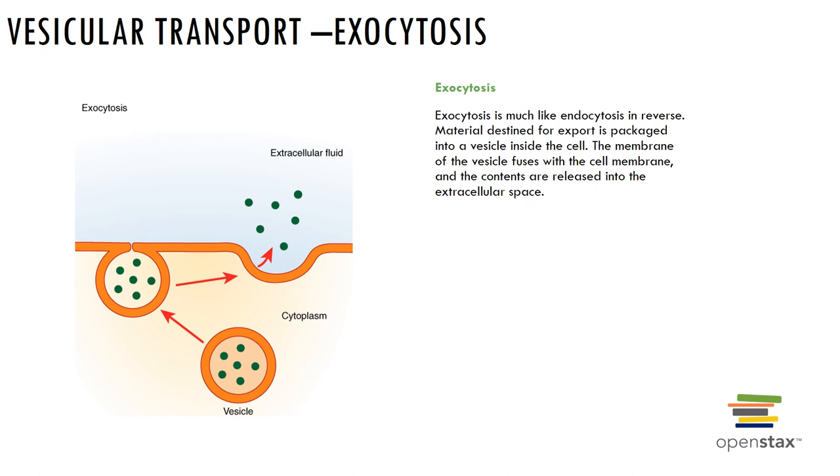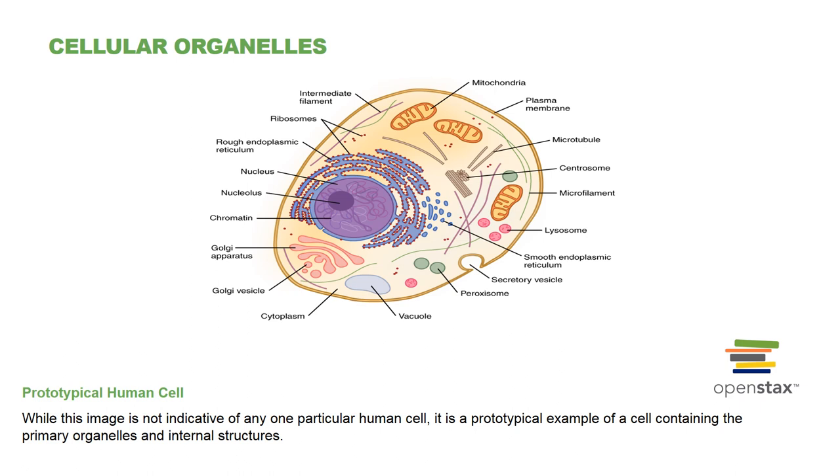So the active processes that we have talked about are primary active transport, secondary active transport, exocytosis, and then phagocytosis, pinocytosis, and receptor-mediated endocytosis. Now, let's examine some of the cellular organelles. Here is a typical human cell, and it contains the primary organelles that we will discuss and some of the internal structures. You can see the cytoplasm, various organelles, and the plasma membrane.